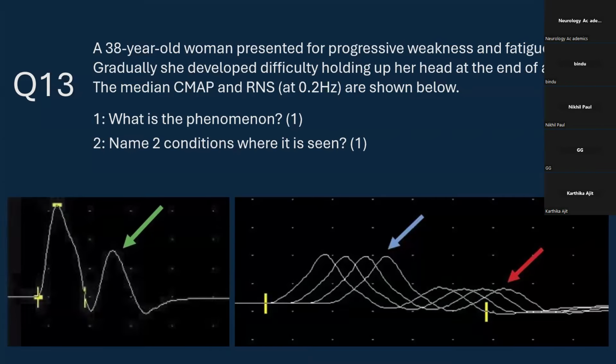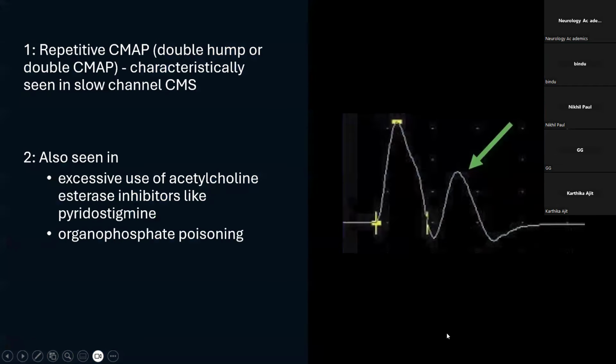Next question: a 13-year-old with progressive weakness with fatigability, and they showed the CMAP study and the RNS. So what we see here is, on stimulation on the routine CMAP study, in addition to the first one, we have another peak also, and on RNS also we are seeing that same double peak. So this is characteristically called the double hump or double CMAP, which is characteristically seen in slow channel CMS, congenital myasthenia syndrome. It is usually due to increase in acetylcholine in the junction. So it can be seen where there is excessive use of acetylcholinesterase inhibitors, and in OP poisoning, same mechanism.